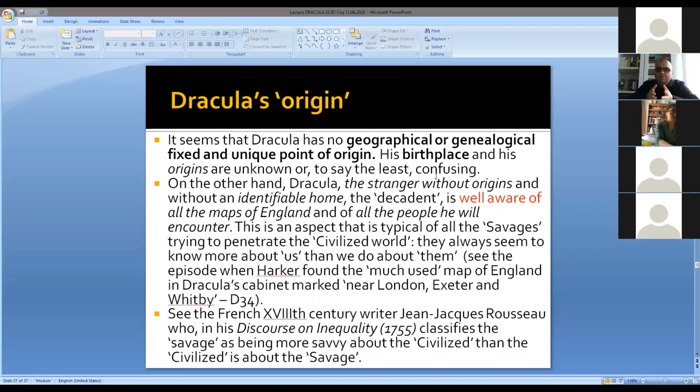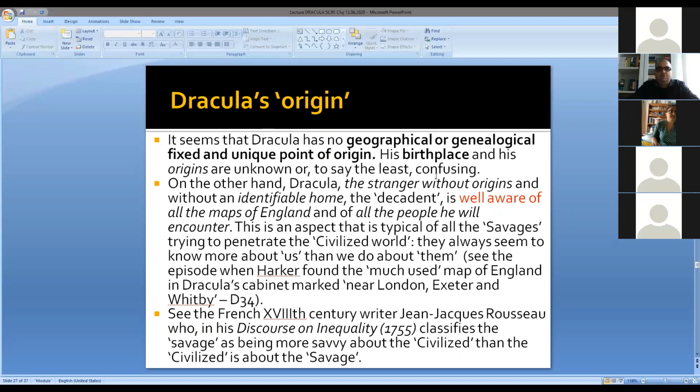So it goes into this pattern of describing Dracula's origin as being mysterious. It seems that Dracula has no geographical or genealogical fixed and unique point of origin. His birthplace and his origins are unknown, or, to say the least, confusing. On the other hand, Dracula, the stranger without origin and without an identifiable home, the decadent, is well aware of all the maps of England and all the people he will encounter. He knows everything about everyone there in England.